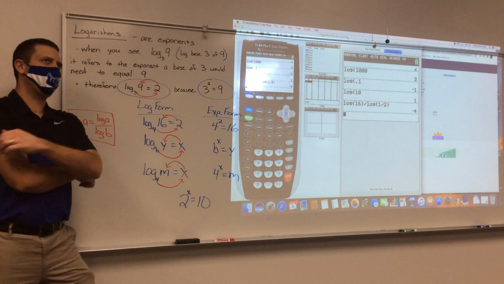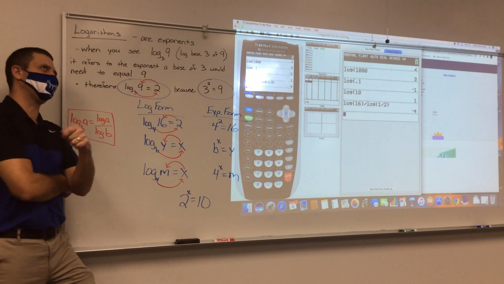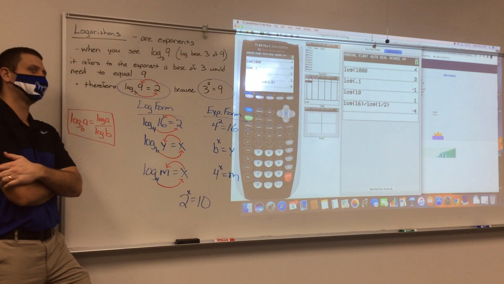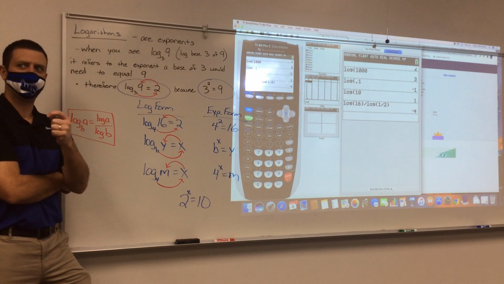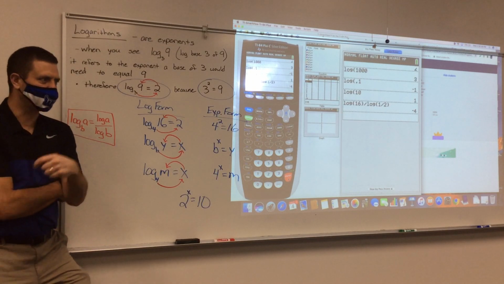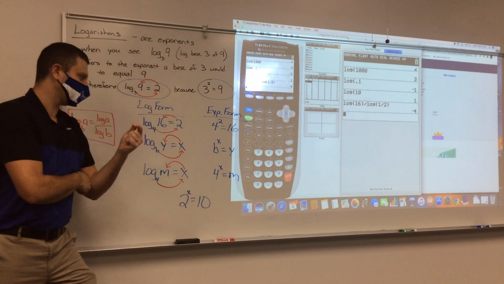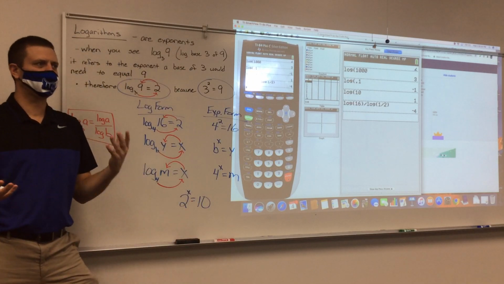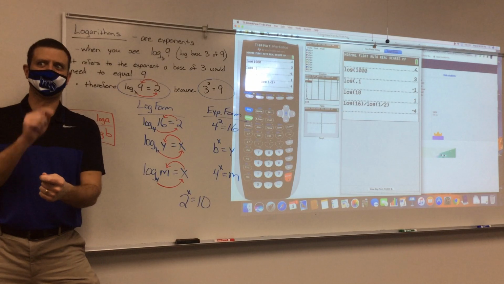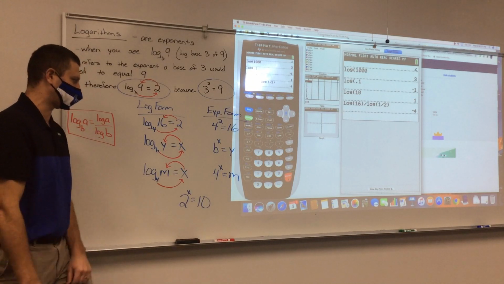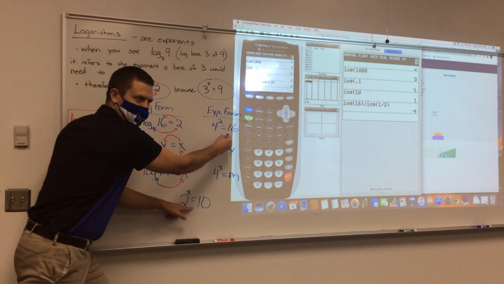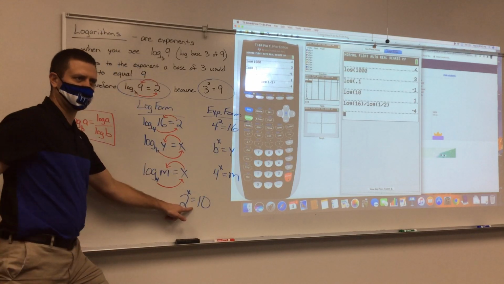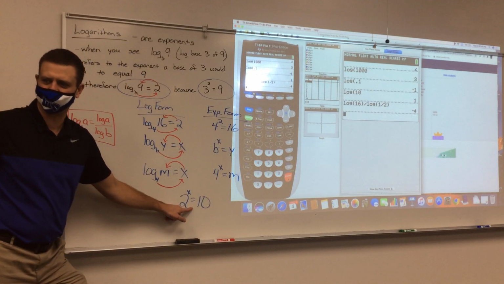Well, I know my answer is probably somewhere between what two integers? 3 and 4. Because 2 to the third is 8. 2 to the fourth is 16. So my answer is somewhere between 3 and 4, but I'm not going to sit here and guess and check all these decimal places to figure it out. I'm going to change this from exponential form to this, and then I can use my calculator and actually get an answer.